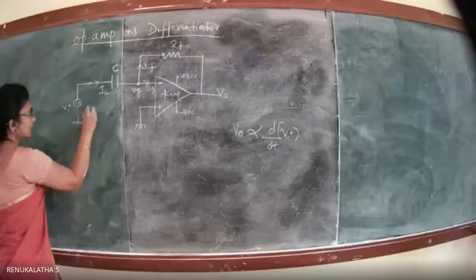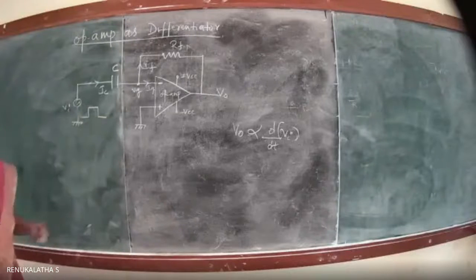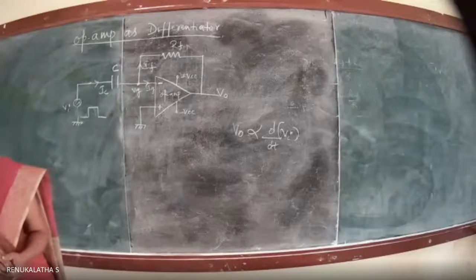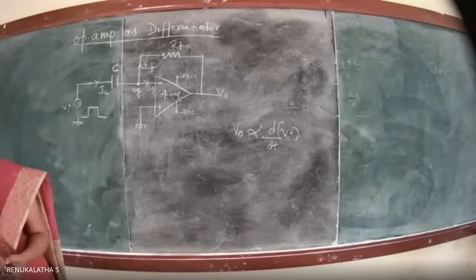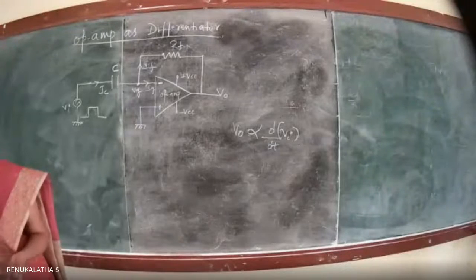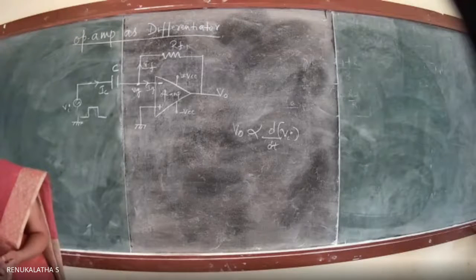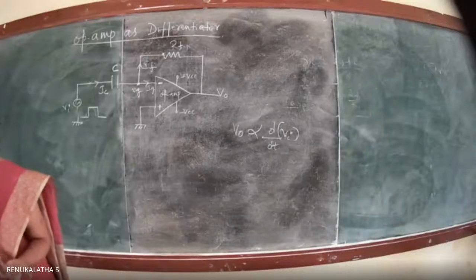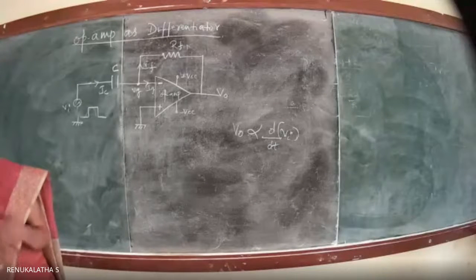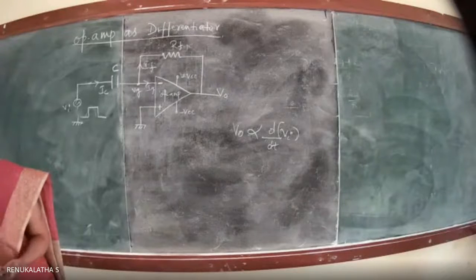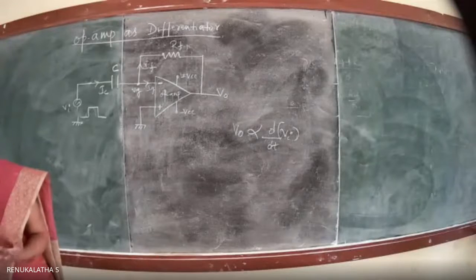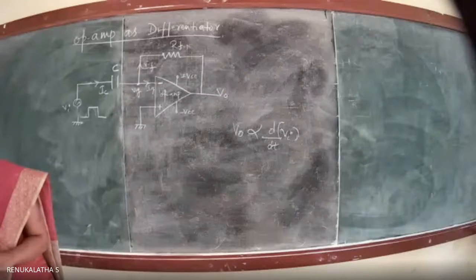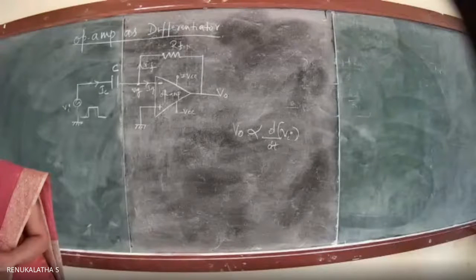Suppose if I apply square wave here, what should be the output? Can any one of you tell me? I am applying a square wave here. What am I going to get at the output? For sine, derivative of sine is cos, you told. If I apply a square wave, because waveforms will appear in different shapes, it may be a triangular waveform, or a square waveform, or a sine waveform. Suppose if I apply a square waveform, what can be the output? Can somebody tell me?